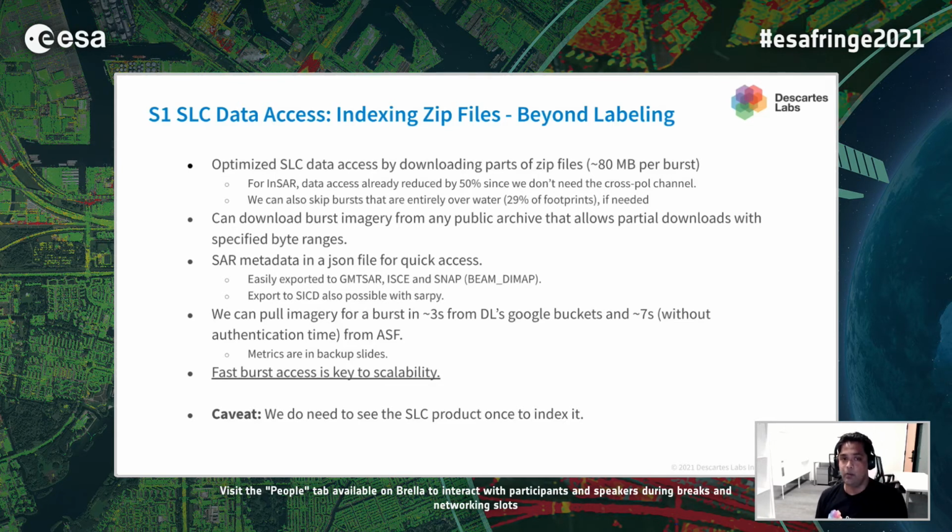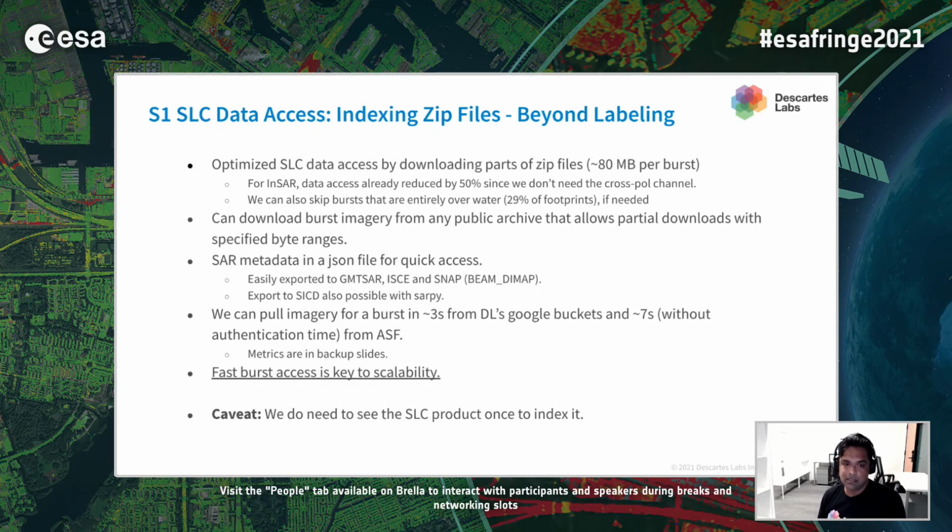And we also built it in a way where we should be able to switch the source of the data. Could be in our buckets, could be at ASF. If there are other national archives, we could pull the exact 80 megabytes from that as well if they allow us to do byte range downloads. And when labeling the bursts, we also save the metadata. So we have the full metadata for each burst, so we can look up stack characteristics without having to touch any of the SAFE files. It's all in our metadata system.